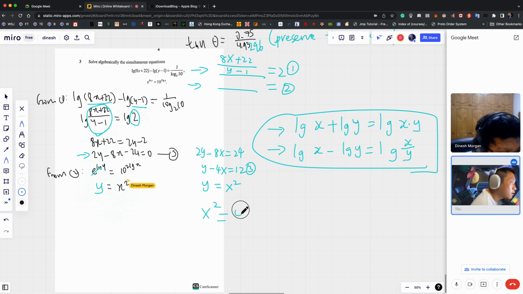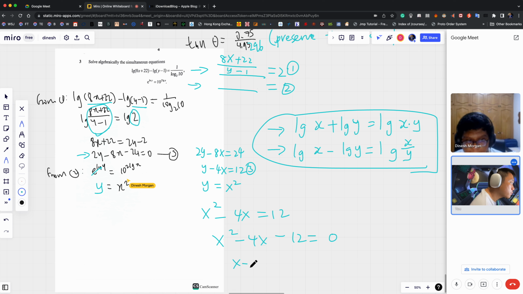Wait, no, it's a quadratic equation. You end up with a quadratic equation equals 12. So x squared minus 4x minus 12 equals 0, so it's x plus 2, x minus 6. So x is equal to negative 2, x is equal to 6, and then you have to test it by putting it inside. I think you need to reject this because you cannot have ln of minus 2.